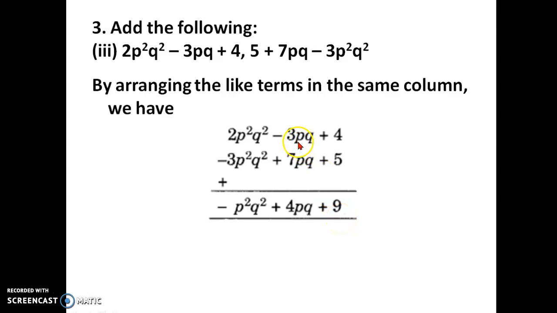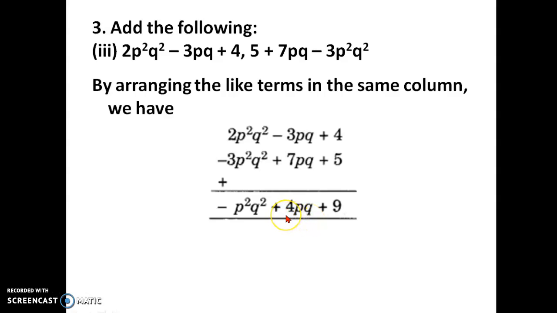Okay. Here it is pq only. But don't think of pq as anything, it's just a variable. Its role is only to show we have arranged like terms in the same column. Then don't bother about pq, see the coefficient alone. Here it is minus 3, here it is plus 7. So 7 minus 3 is 4. So plus 4. That's why we are getting 4 plus 4pq.